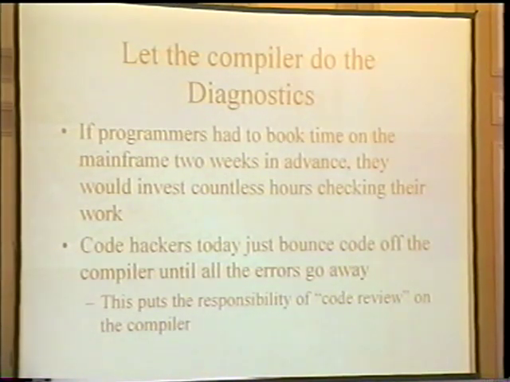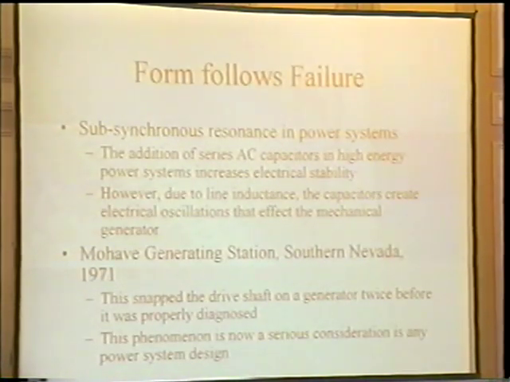So much software gets written like that, and it stays that way. Once it passes the compiler test, it gets checked into the source safe server and ends up in the next build, and it's in the production product. Now, people do learn from their mistakes. We're starting finally to see people trying to fix buffer overflows that we've known about for 15 years. Form does follow failure. Here's a different example in a different engineering field.